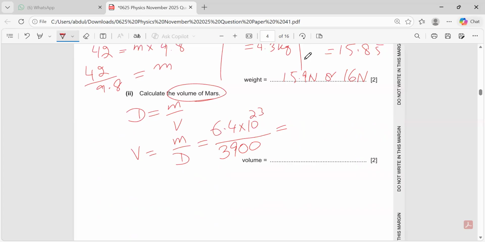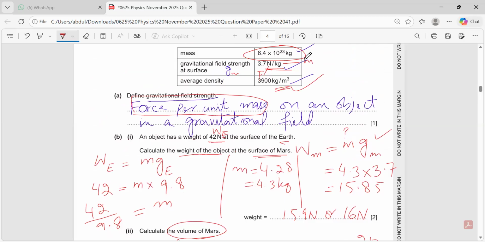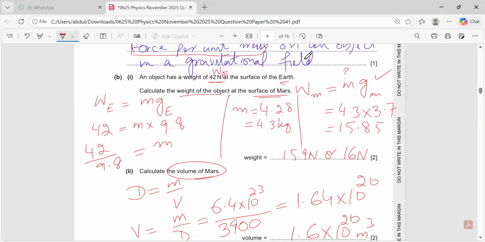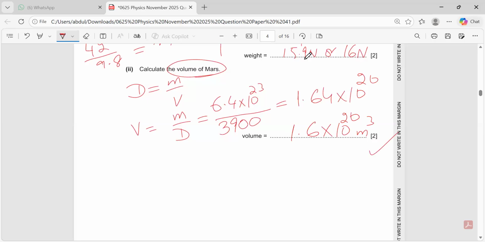So 6.4 times 10 raised to the power of 23 over 3900, and when we simplify we get 1.64 times 10 raised to power 20. So simply I can write two significant figures, 1.6 times 10 raised to power 20, but the unit will be meter cube. The reason for that, see, the density was kilogram per meter cube and mass was kilogram, so kilogram will cancel with kilogram, but SI units are in action. So answer is 1.6 times 10 raised to power 20 meter cube.